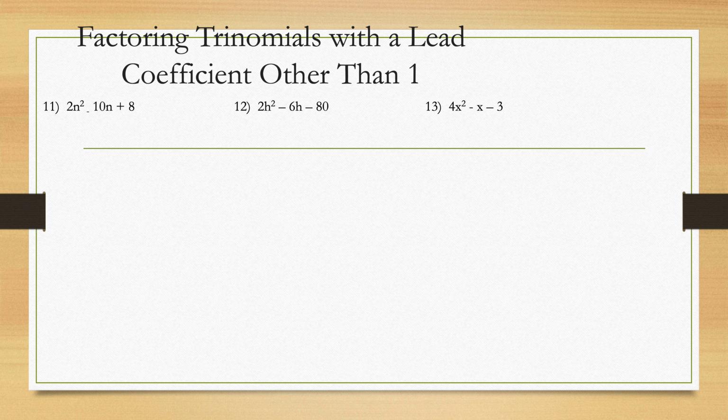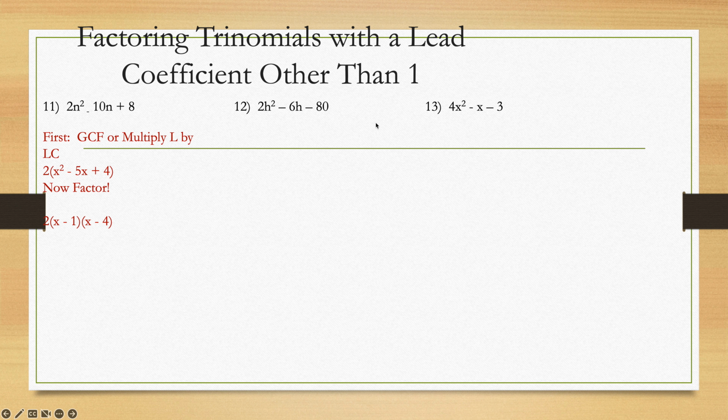So on number 11, we know that means 2n squared minus 10n. We went over one similar to that the other day. This does share a 2 in common, so let's factor it out. 2 times x squared minus 5x plus 4. Factor the x squared minus 5x plus 4. That's x minus 1 times x minus 4.